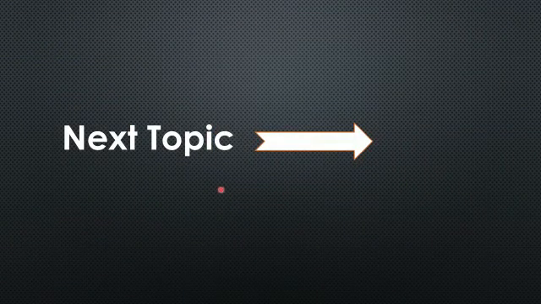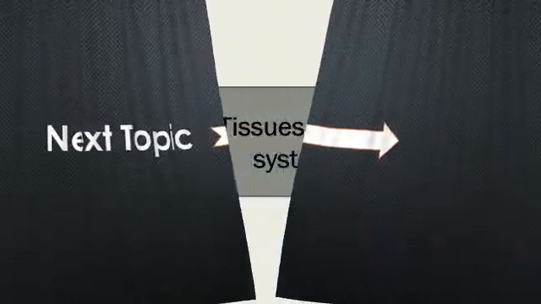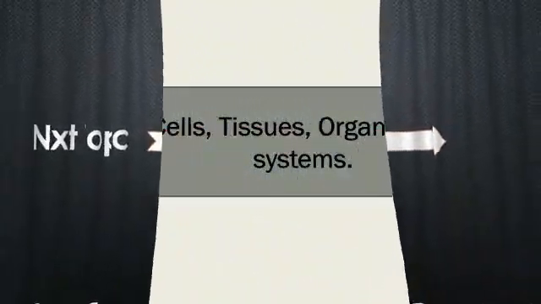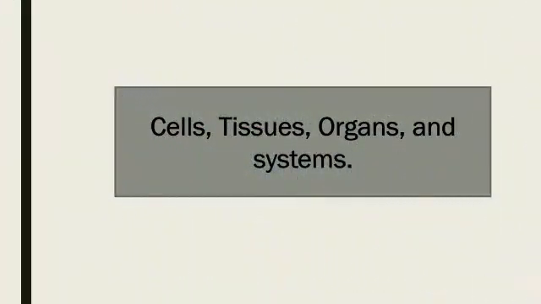Now we will move towards the next topic. The topic is cells, tissues, organs and systems. Dear students, this sequence is called the levels of organization of life. In the previous lectures, we have learnt about the cell. That cell is the basic unit of life.